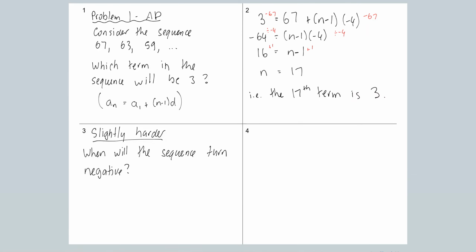When will the sequence turn negative? Now, you might be tempted to put in negative 1 here, but I would not do that, because number one, we don't know that negative 1 is a term in the sequence, and number two, although I can see it's impossible in this particular example.